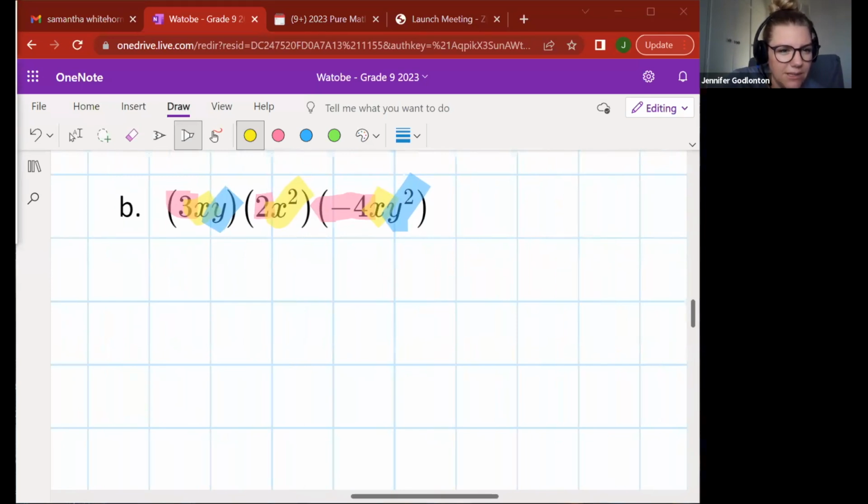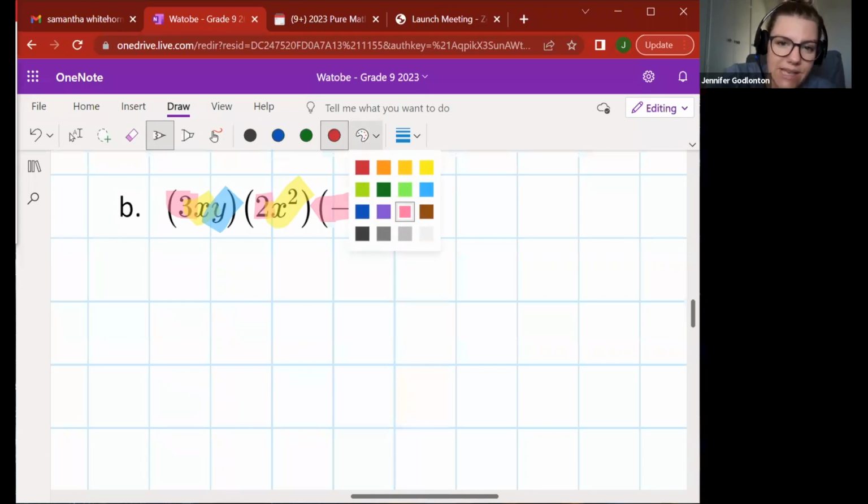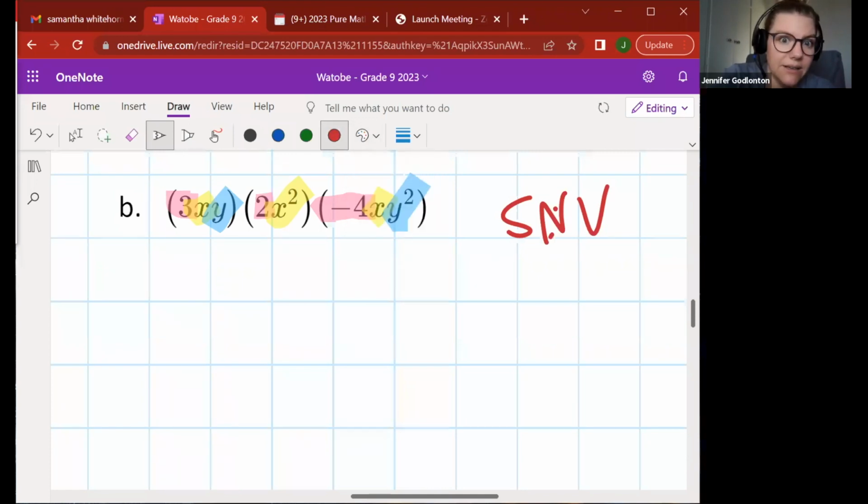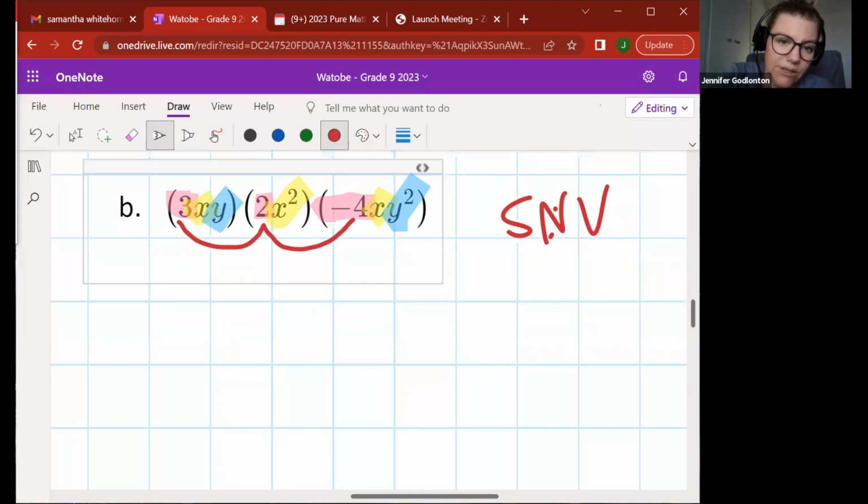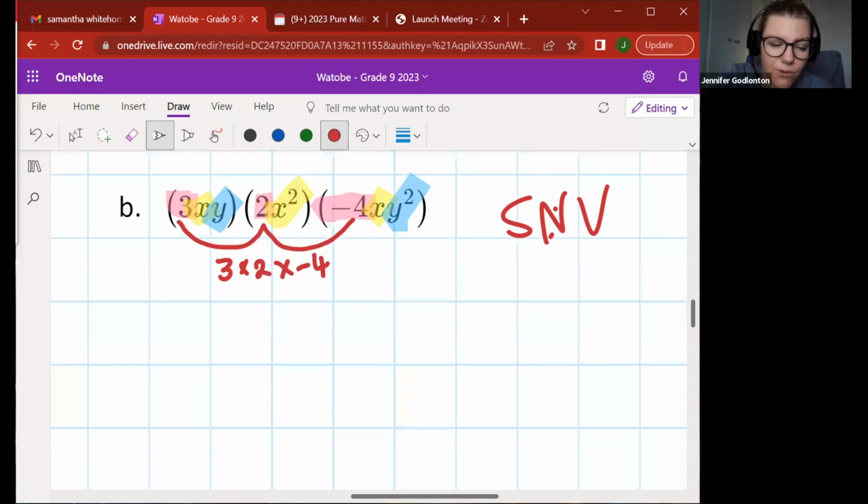Okay, I'm seeing some good answers coming in through the chat here. I think I'm going to go through this one myself, guys. Just for the sake of time, I'm going to talk about this one and then we're going to jump into our brain break. So for this question, the first thing we're going to look at is signs, numbers, variables. So we've got 3 times 2 times -4. 3 times 2 is 6. 6 times -4 is -24.